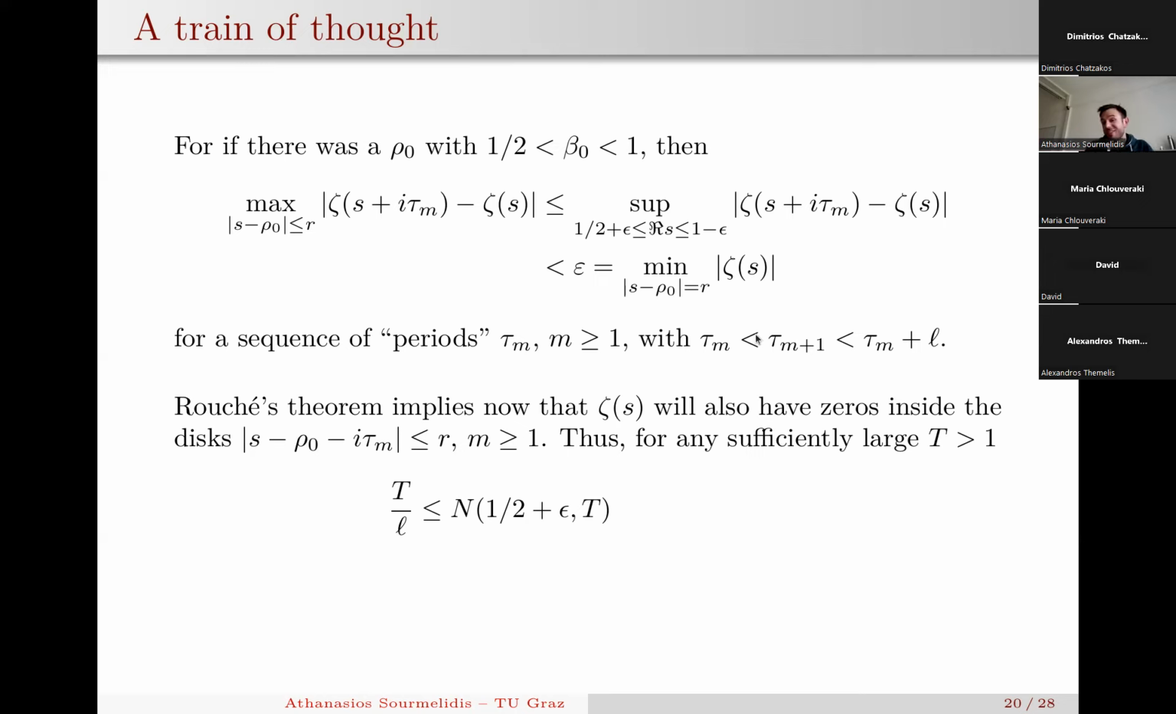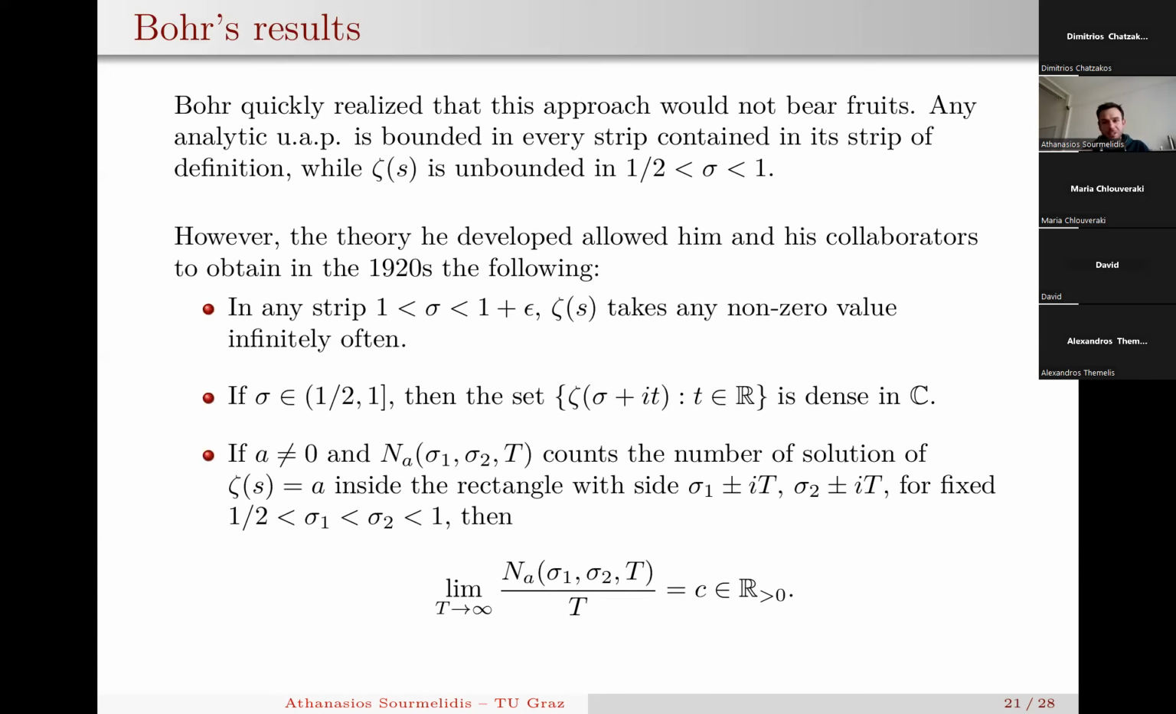inequality. But in the 1910s, Bohr and Landau showed that this thing is definitely not of size T, but of something much smaller. Thus, a contradiction. Thus, there are no zeros. End of discussion. So what's the problem with this proof, right? We assume that zeta is analytic uniformly almost periodic, and Bohr quickly realized that this is not possible, because an analytic uniformly almost periodic function is bounded in the vertical strip where it's defined, and the Riemann zeta-function is not bounded in this strip. So the argument breaks down.